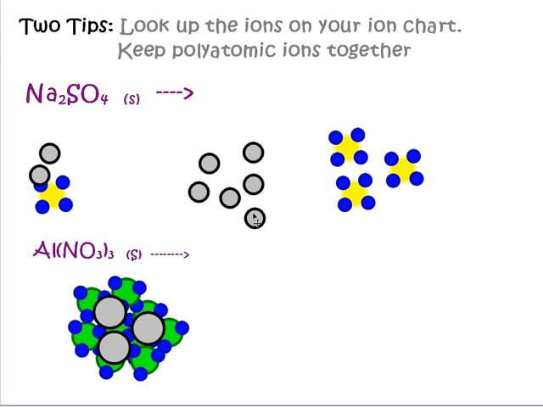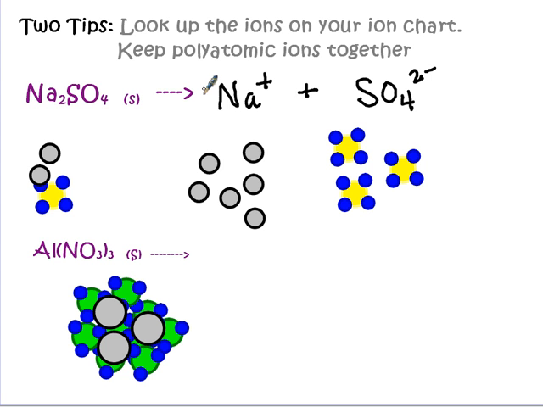All right. Now, to represent this, I'm looking up my ions. I know that sodium has a +1 charge. And then over here, I have a sulfate ion, and I'm going to write that as SO4 with a 2 minus. Now notice the 2 here for the sodium. That means that there are 2 of them.